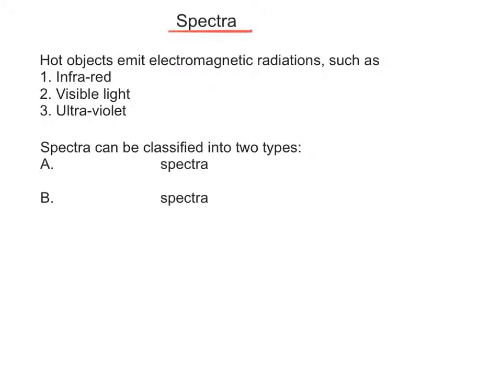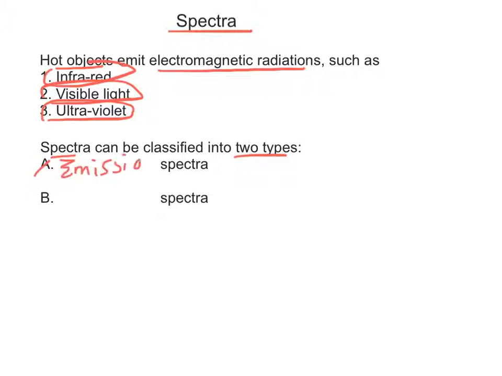Spectra. Hot objects emit electromagnetic radiations such as infrared, visible light, and ultraviolet. And spectra can be classified into two types. The first type of spectra is called emission spectra, and the second type of spectra is called absorption spectra.